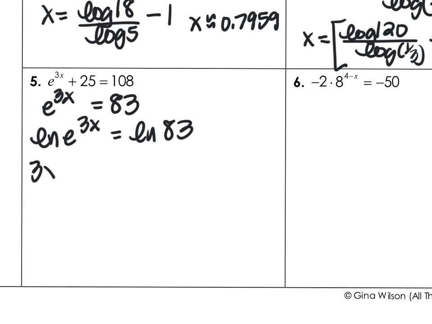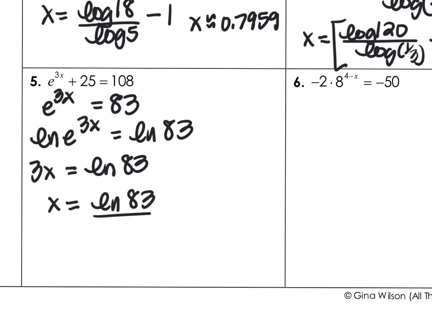Now I can bring that exponent down. So it's 3x times ln e. Ln e is 1, so I'm not even going to worry about writing it. And then that's ln 83. So now we can divide by 3 and get our answer. So that is the exact answer.